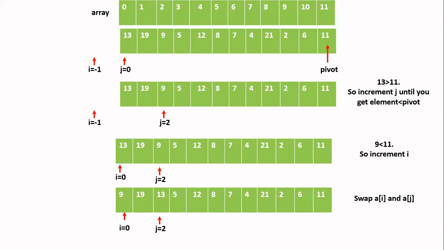I will repeat the step again. First, once you set the value of all the pointers, compare whether A of j is less than the pivot element or not. You have to find an element which is less than the pivot element. That is your aim. If it is not less than the pivot element, you increment j until you find an element which is less than the pivot element. And once you find it, then you have to increment i. After you increment i, swap the elements at A of i and A of j. So this is your step.